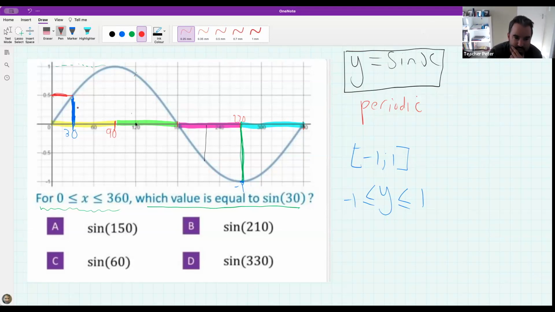But you know what? The question says, which value is equal to the sine of 30, and it doesn't have the sine of 30 as a choice. Can you find a value from A, B, C, and D which is equal to the sine of 30? I want you to try and answer it. Now, this is a bit of a toughie, but let's try and do it. Let's see what we can do. Which one do you think it is? What do you think matches the sine of 30? Or what do you think is the same value as the sine of 30?